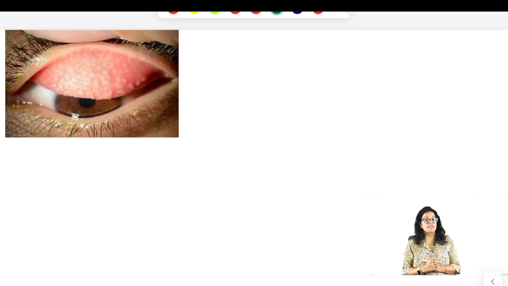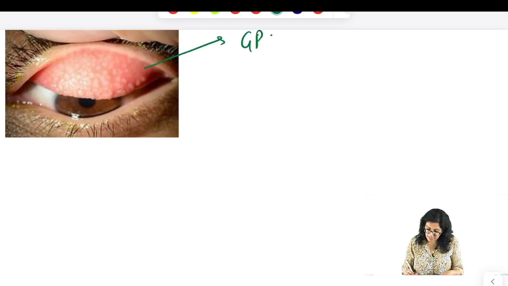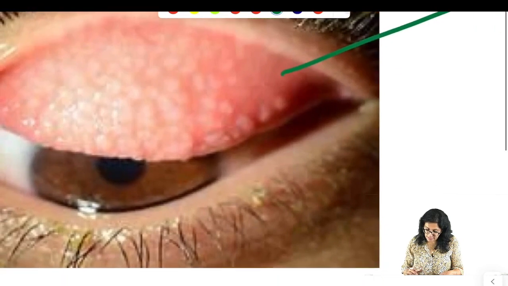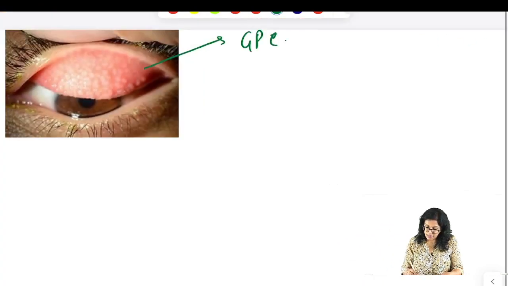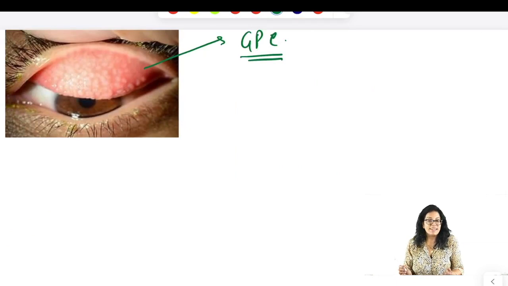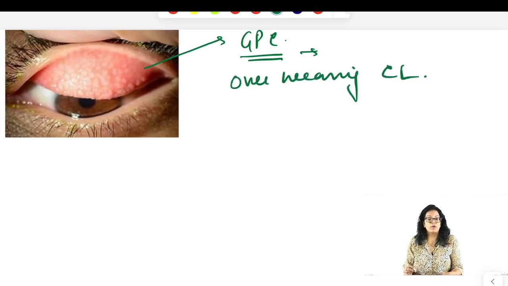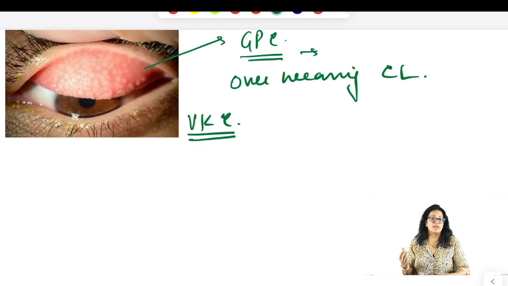Looking at this, this was another exam question of PG. It is giant papillary conjunctivitis. So when you say giant papillary conjunctivitis, these are flat-topped papillae, right? So GPC, or giant papillary conjunctivitis, is seen, we all know, in overwearing of contact lenses. This was your exam question. Okay, what is the similar picture that you see? We see that in case of vernal keratoconjunctivitis, which is also called spring catarrh.